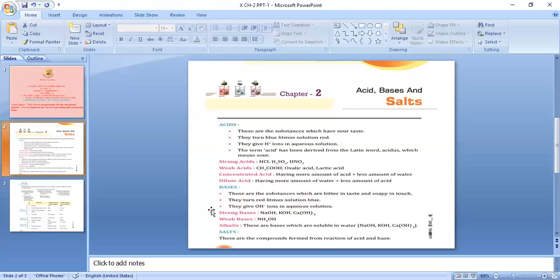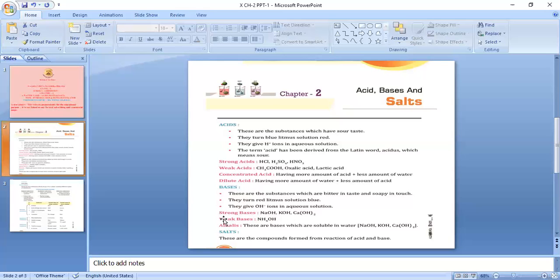Let's consider some examples of bases. Just like acids, we can see here bases are also divided into two types, that is strong bases and weak bases. Some examples of strong bases are NaOH, sodium hydroxide, KOH, potassium hydroxide, Ca(OH)2, calcium hydroxide. For weak bases, we have the most common example, that is NH4OH, which is known as ammonium hydroxide.